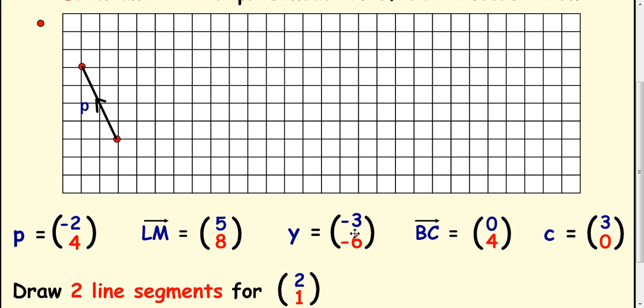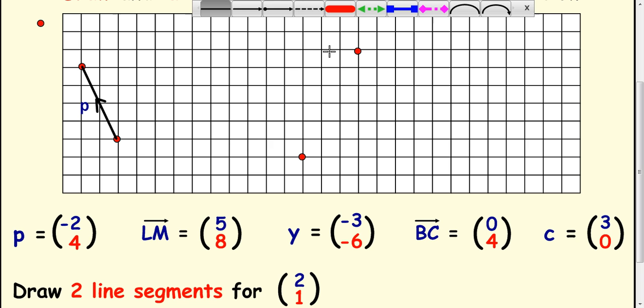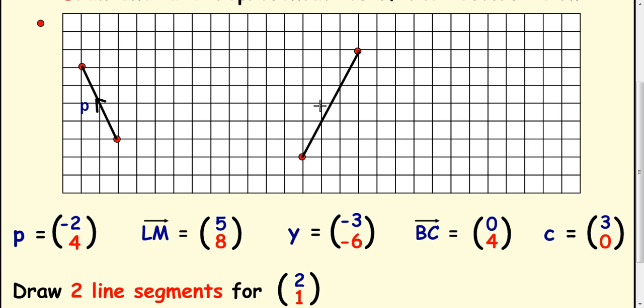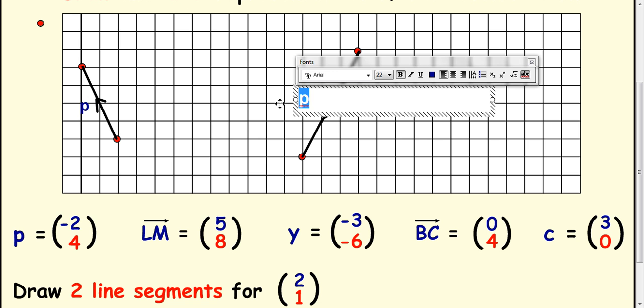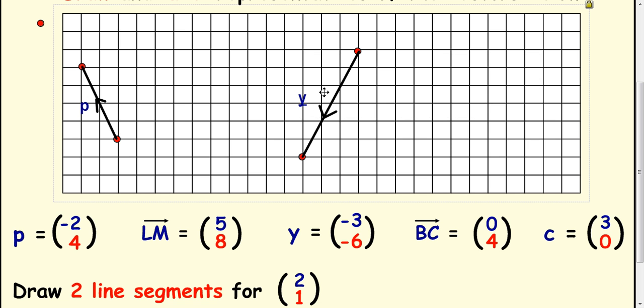I'll do negative 3, negative 6. So starting at a point, we'll go back negative 3 and down 6. So we're starting up here and going down the way. So this is our direction, and we're calling this one Y. And just underline that one, and there we go.